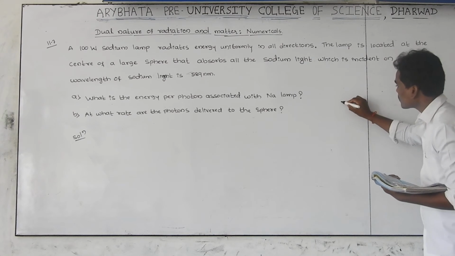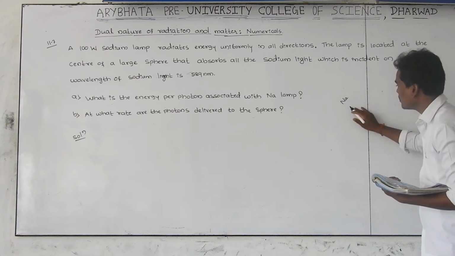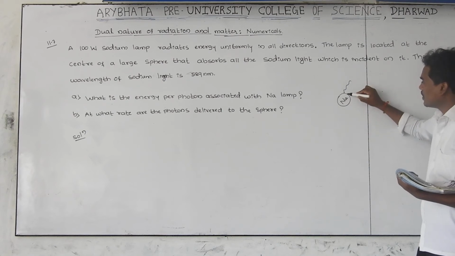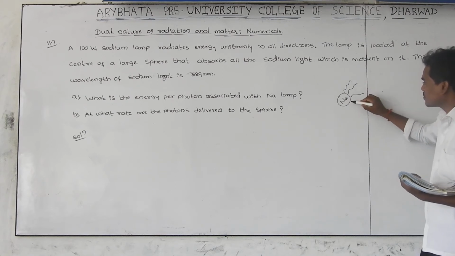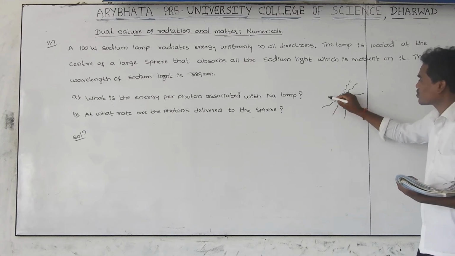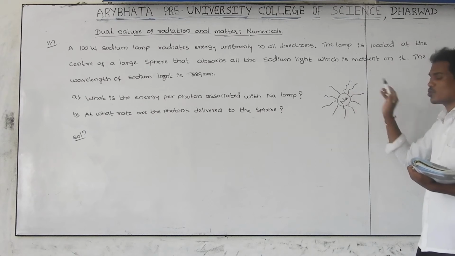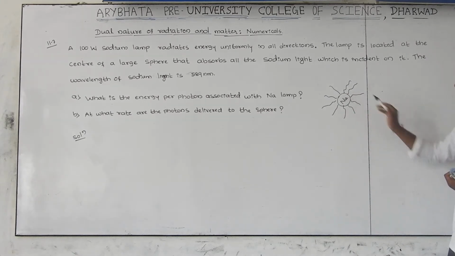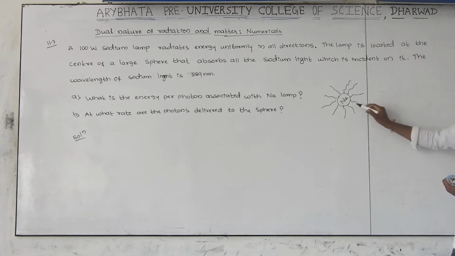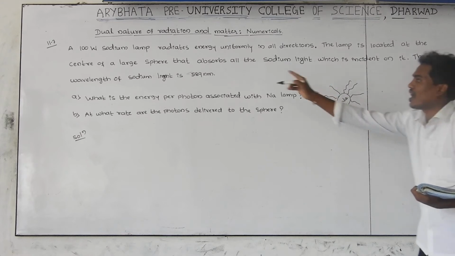Let us consider there is a sodium lamp, and it is radiating the radiations. Those radiations are emitted per second from the sodium lamp. This is the source of light. What is the source of light? That is the sodium lamp. The sodium lamp emits the radiations in all the directions uniformly. And the lamp is located exactly at the center of a large sphere.